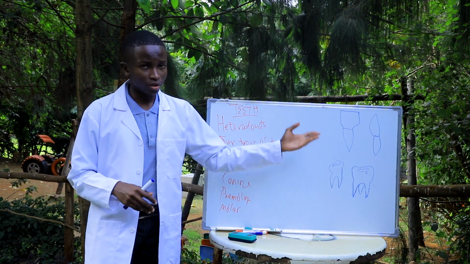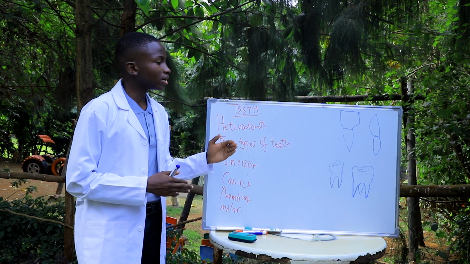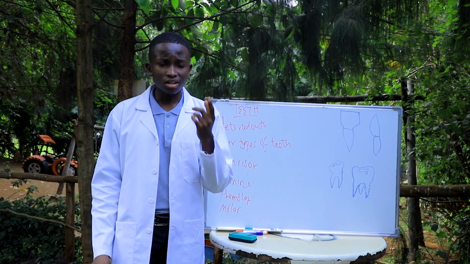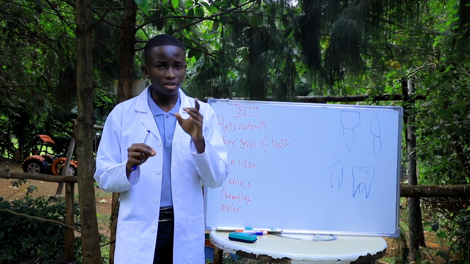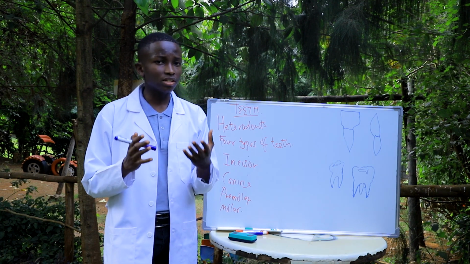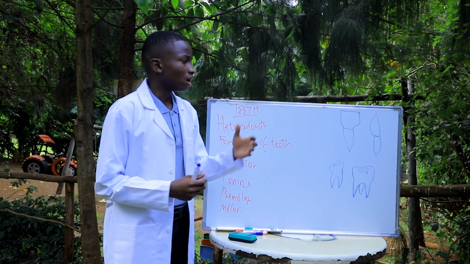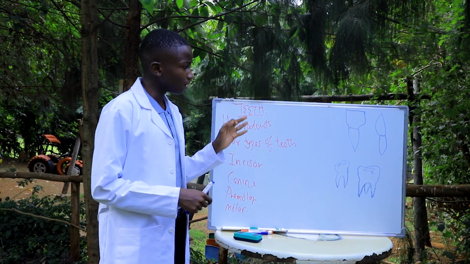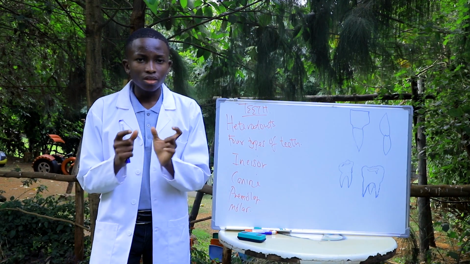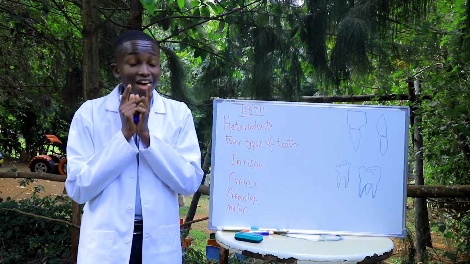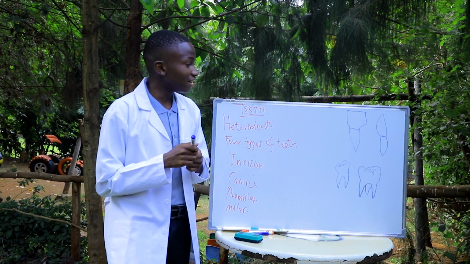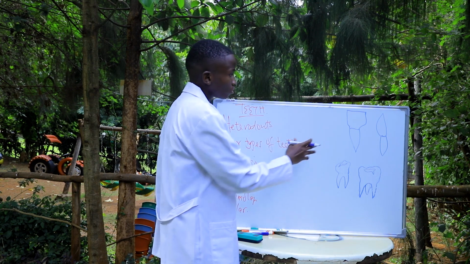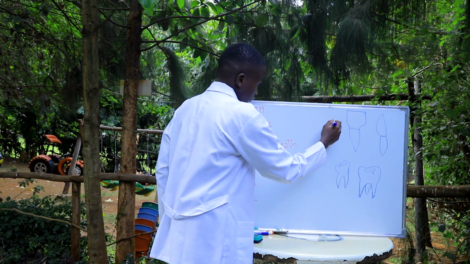I began with the incisor. As you can see, the incisor is chisel shaped. Get that clearly. It is a question that has been constantly asked in the examination: the shape of your tooth. The shape of the incisor is chisel shaped, and it has a root. So this here is our incisor.